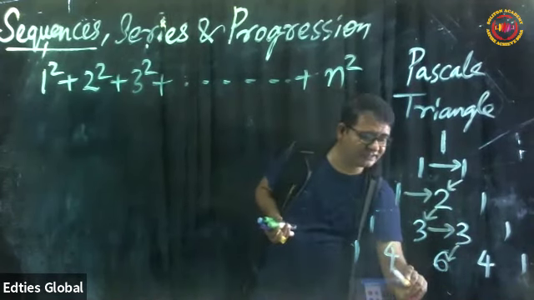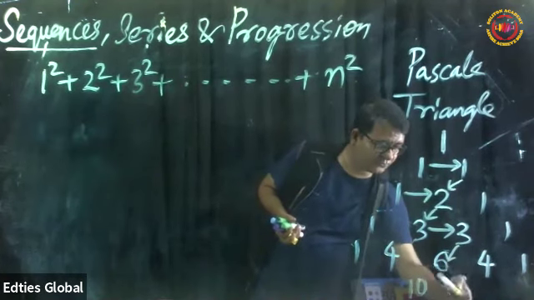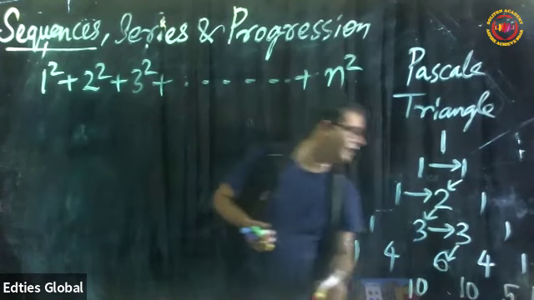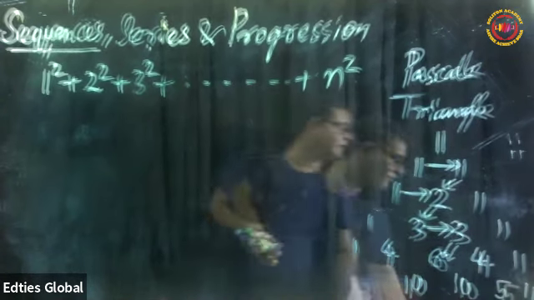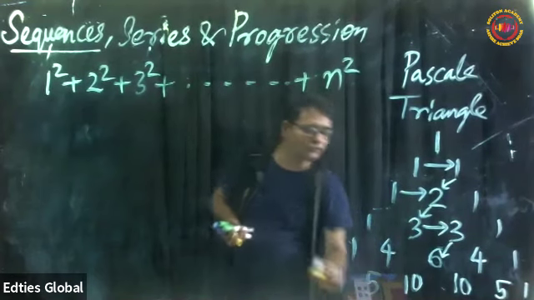So the next will be 1 5 10 10 5 1: 4 plus 6 is 10, 4 plus 1 is 5, and then there is 1. You know this series?